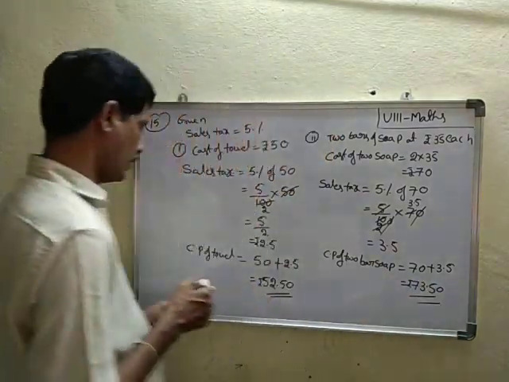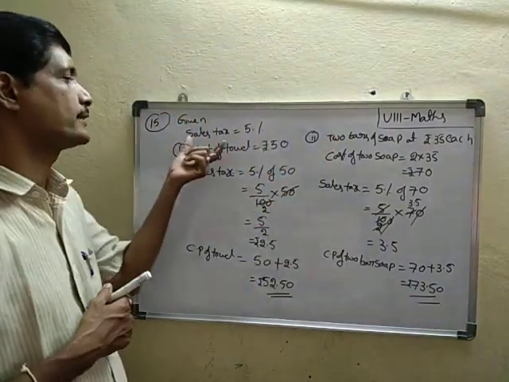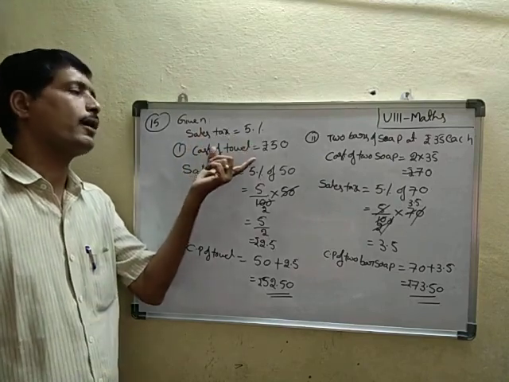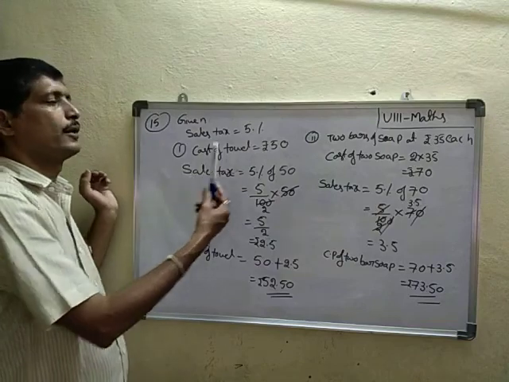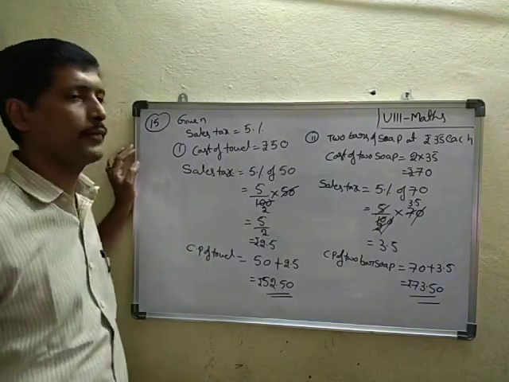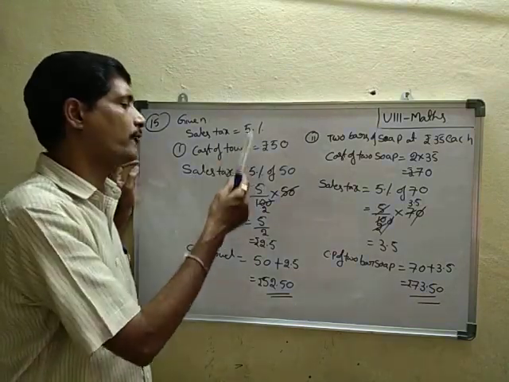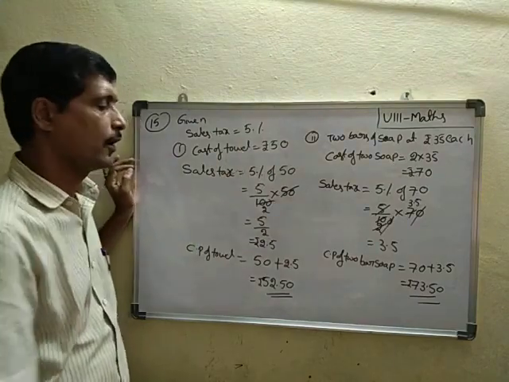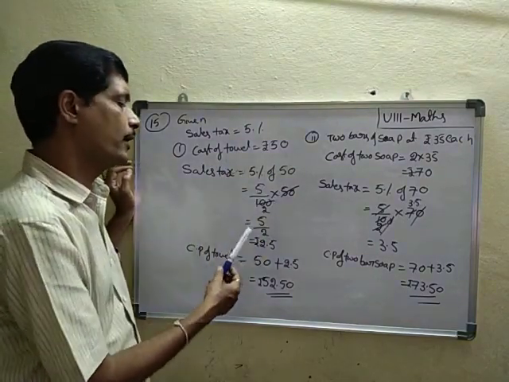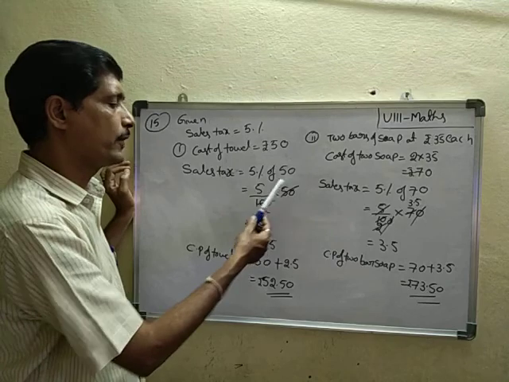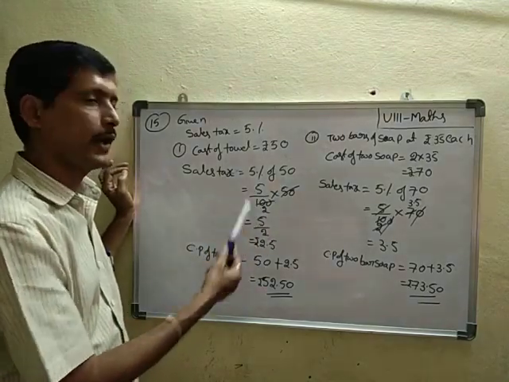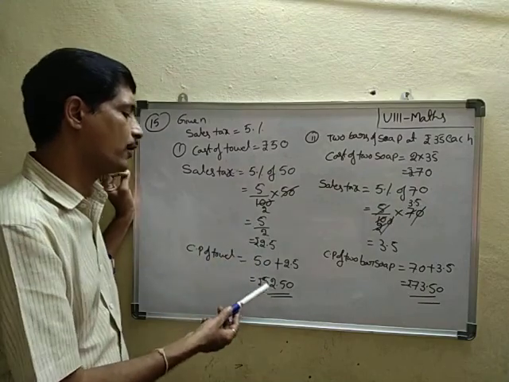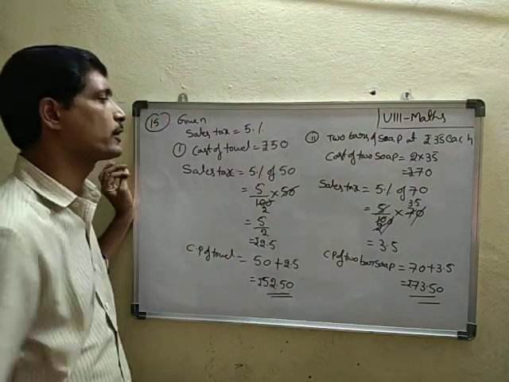Here one more time. Here given sales tax equal to 5% and cost of towel equal to 50 rupees is given. Therefore sales tax on the cost price of towel, 5% of 50 rupees. 5 by 100 into 50, that equal to, here 2 times cancellation, 5 by 2, that equal to 2.5. Therefore 50 plus 2.5, that equal 52.5, that is the total cost of towel.